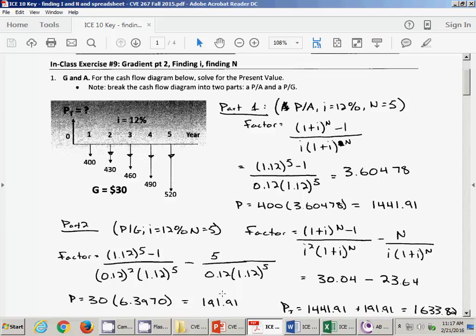Questions about this example? So now you've seen a gradient on top of an annual series. The next level of complication is when we start moving the gradient different years apart, like if the gradient doesn't actually start in year 0. And so expect that curveball in the future. Any questions before we move on to part 2 of the in-class exercise?